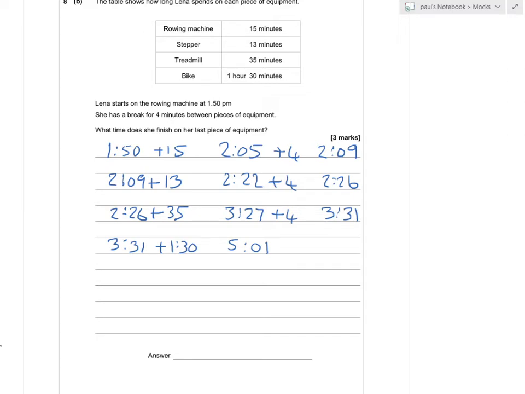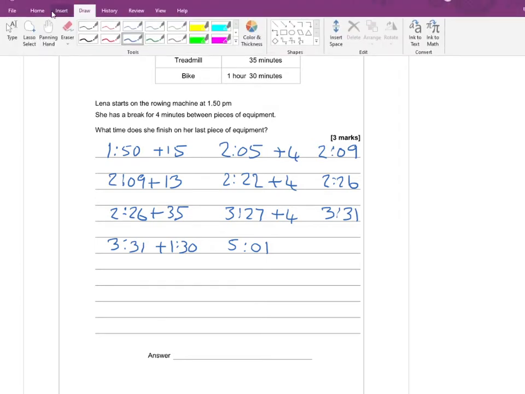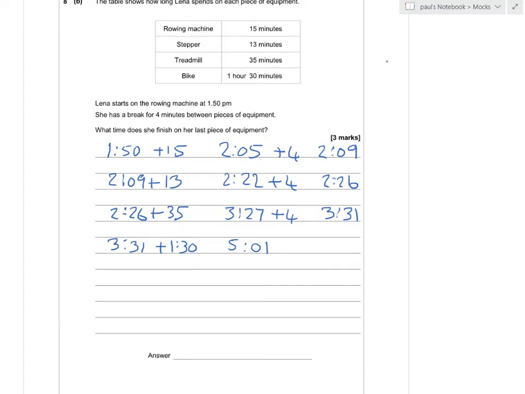Oh, it took a lot longer than what they thought. Right, where have we gone wrong? So perhaps if I do it another way, perhaps if I go 15 and 4 and 13 and 35 and 90. Add all that up. 5, 9, 12, 17.